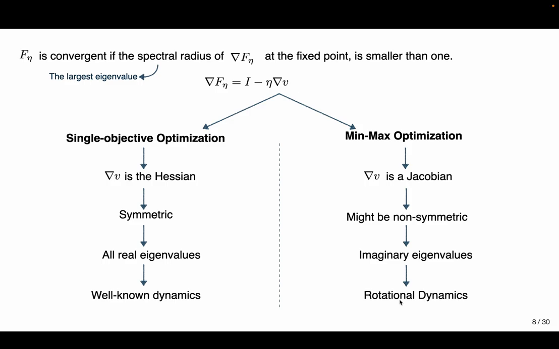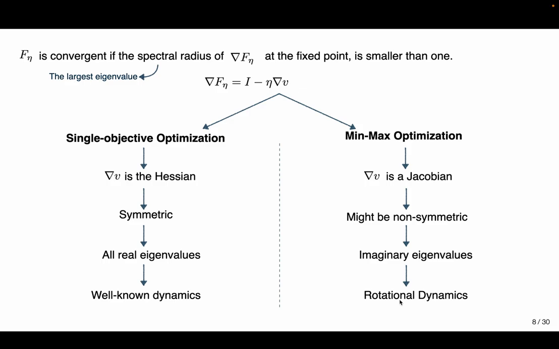And it has been shown that in these types of min-max games, rotational dynamics do exist, and they are in part one of the reasons that, for example, in GANs we have unstable training, the dynamics converge very slowly, and in general they are hard to train.